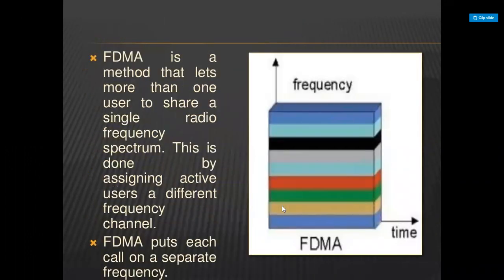So if an FDMA channel is not in use, then it is idle. That is, it is treated as a wasted resource and it cannot be used by other users. That is, it cannot be shared by other users in order to increase the capacity. It is a method that lets more than one user share a single radio frequency spectrum, but each user is given an individual channel with an allotted frequency spectrum.